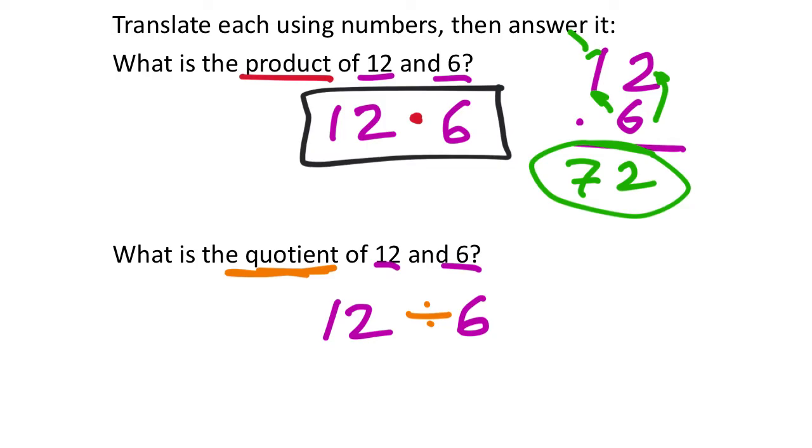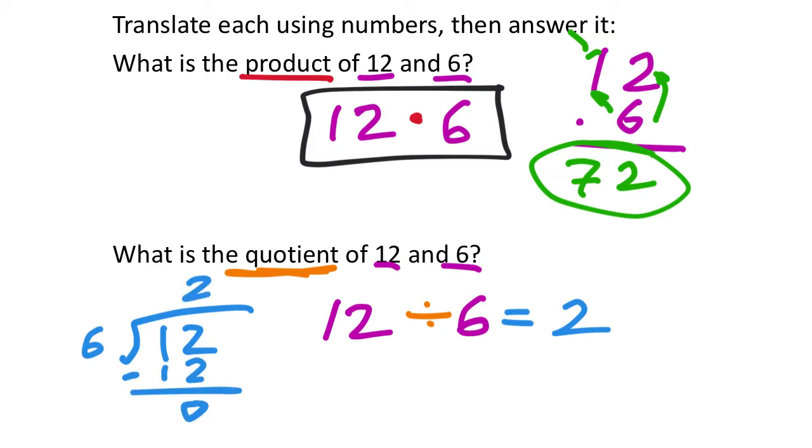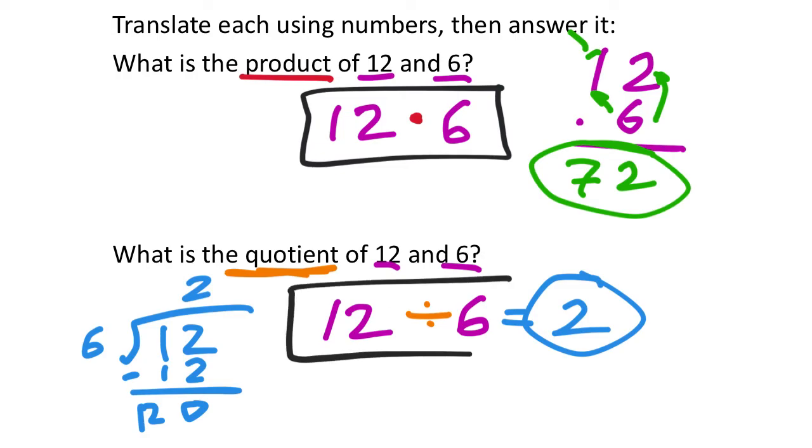When we do divide that, we would get 2, right? Yeah, we can show the long division. 6 goes into 12 exactly 2 times. 2 times 6 is 12. We see we got nothing remaining on that, so 2 would be our quotient. And 12 divided by 6 would be our translation.